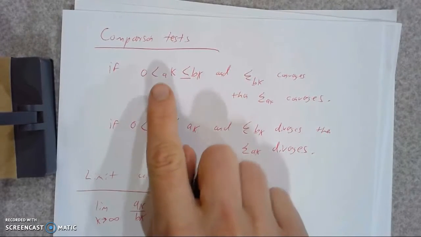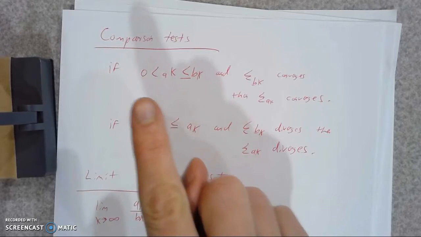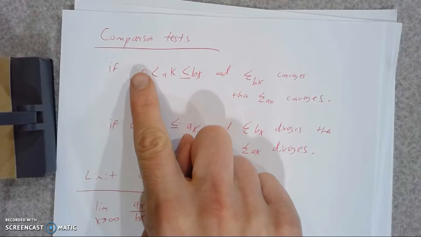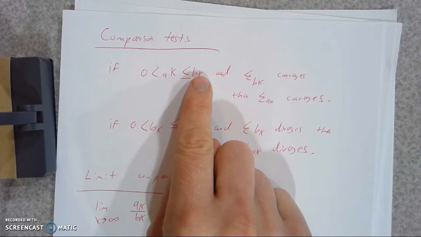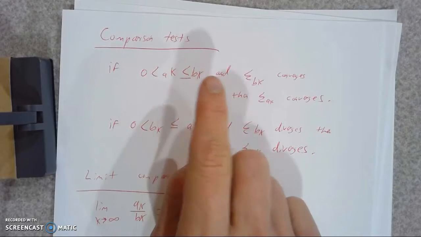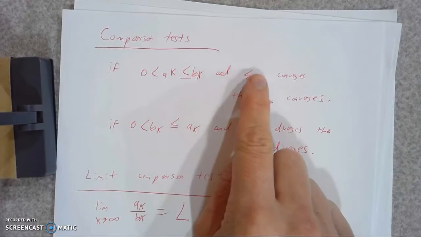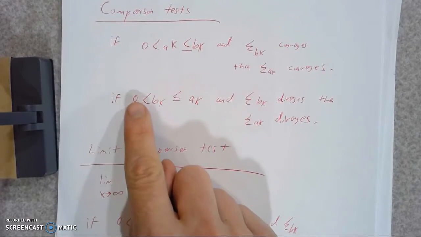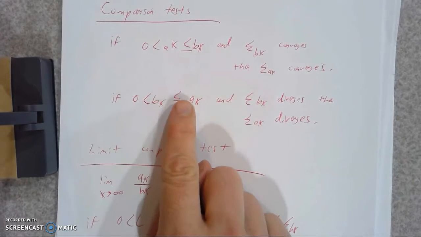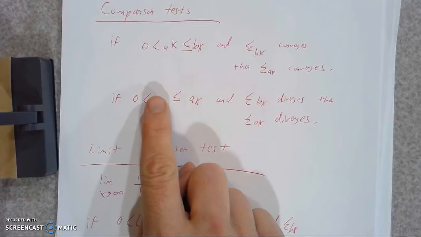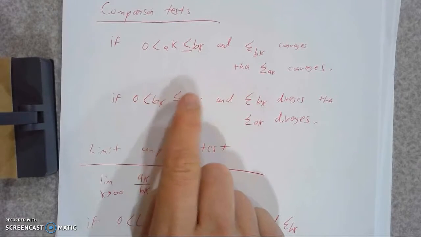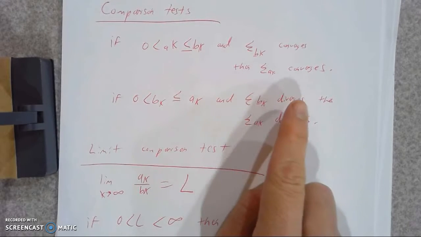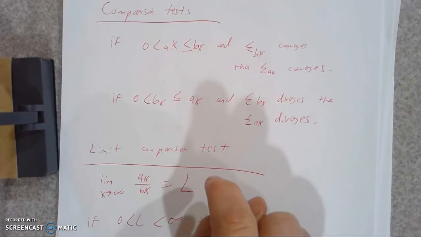What goes on here is if you have two series, sum of a_k and sum of b_k, and you can put 0 less than or equal to b_k less than or equal to a_k for every single term, so now you've stuck the b_k between 0 and a_k, so each a_k is bigger than each b_k. If you know that the sum of b_k converges, then the sum of a_k converges also. And if the sum of b_k diverges, then you know that the sum of a_k diverges.